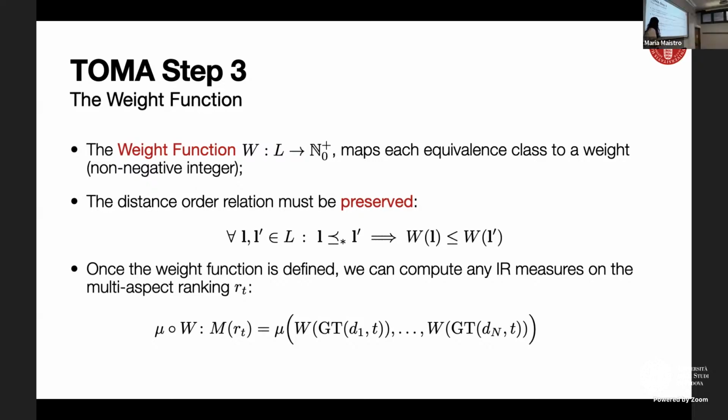At the very end, what do we do when we compute the final score? Well, it's basically a composition of the IR measure you want to compute and this weight function that's based on all the previous steps.